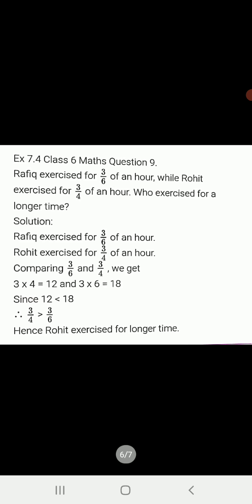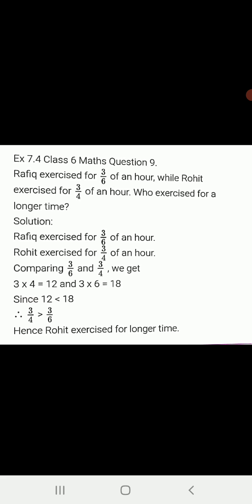Question 9. Rafik exercised for 3 by 6 of an hour, while Rohit exercised for 3 by 4 of an hour. Who exercised for a longer time? So here we have two fractions. For Rafik it is 3 by 6. For Rohit it is 3 by 4. We should find who exercised for a long time. So we need to compare these two fractions.